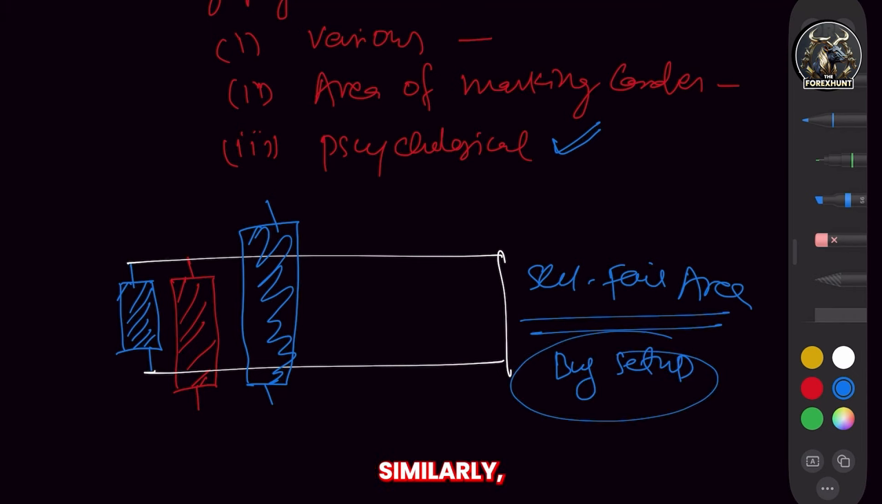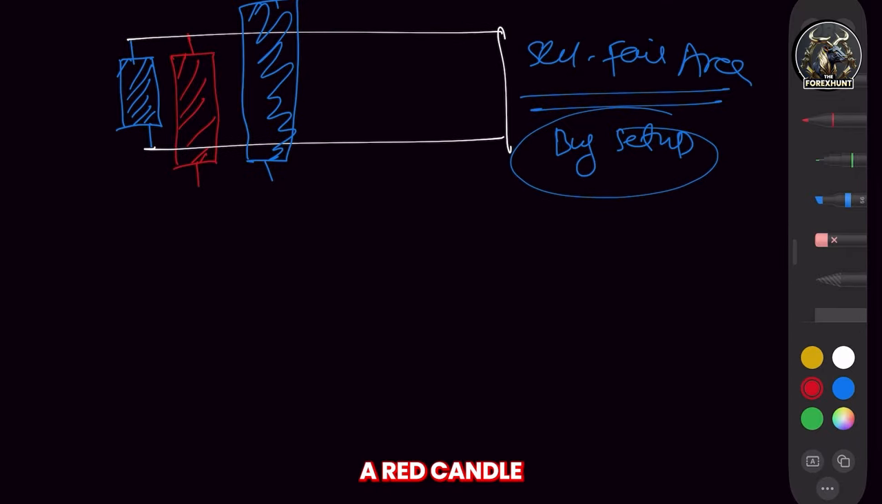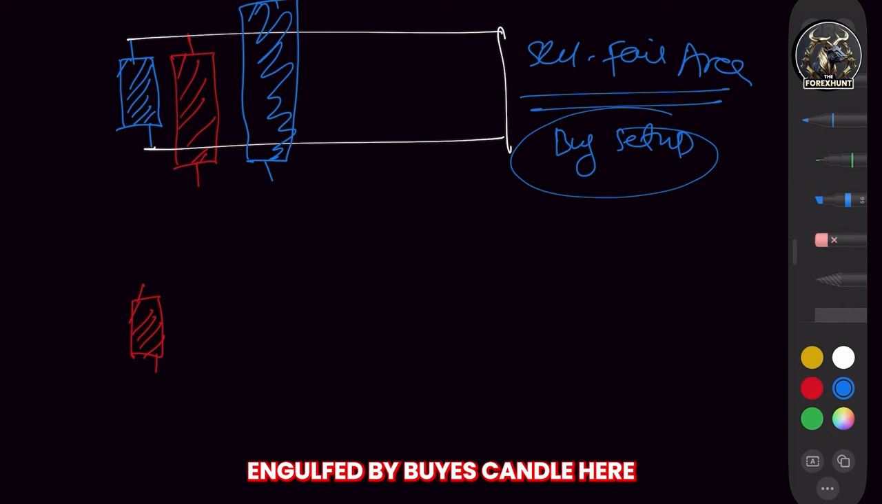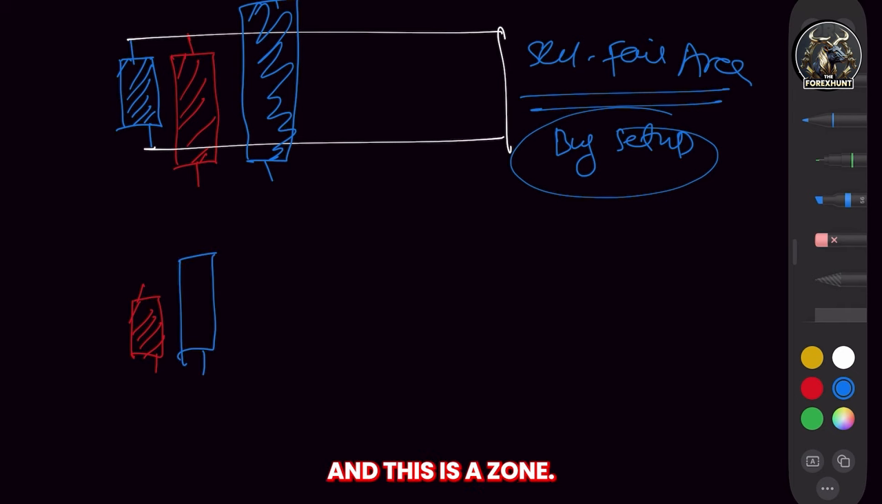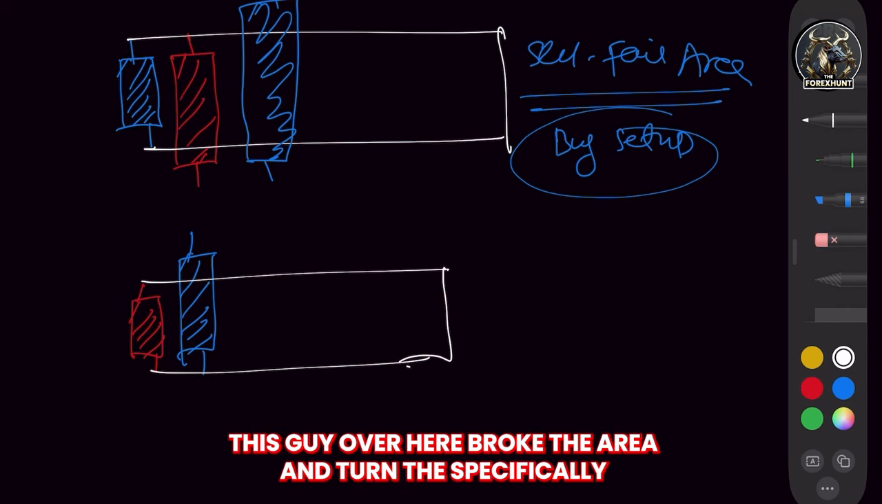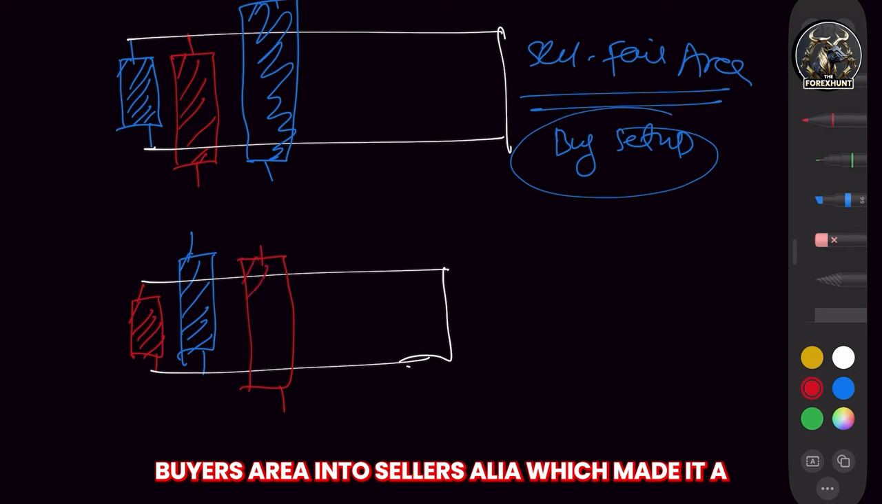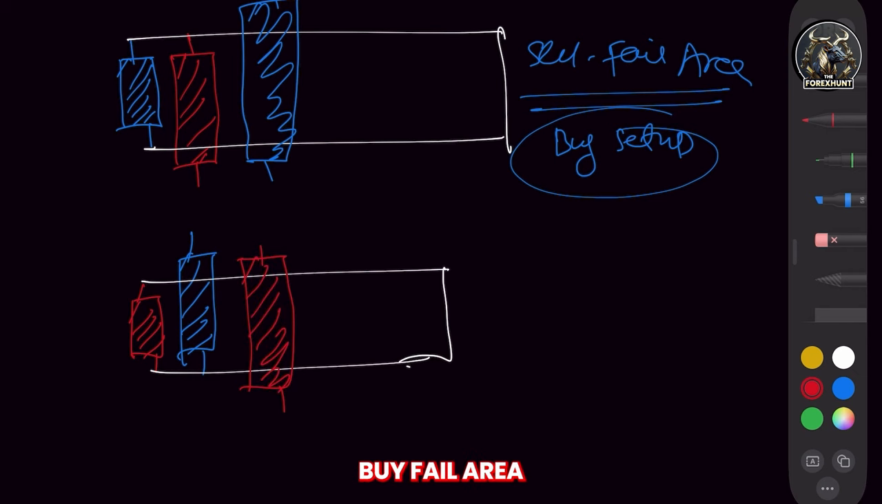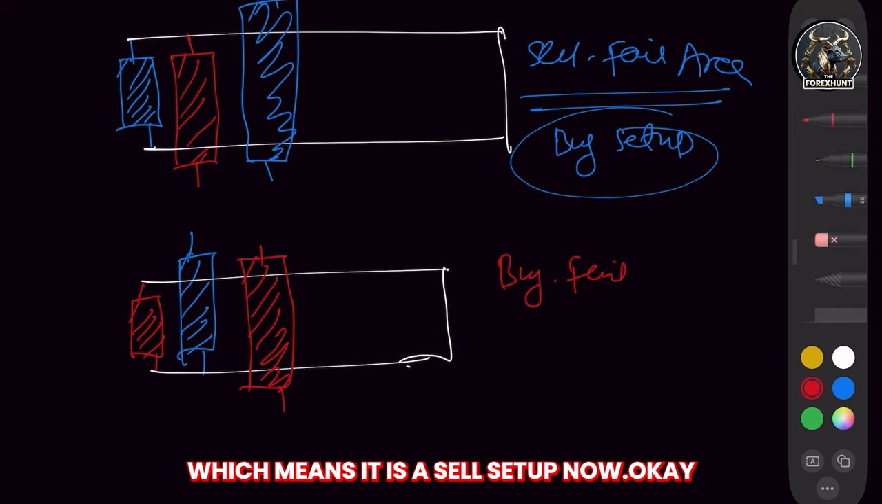Similarly, a red candle engulfed by a bias candle here, and this is a zone. And what happened? A seller's candle, this guy over here, broke the area and turned the bias area into a seller's area, which made it a buy fail area, which means it is a sell setup now.